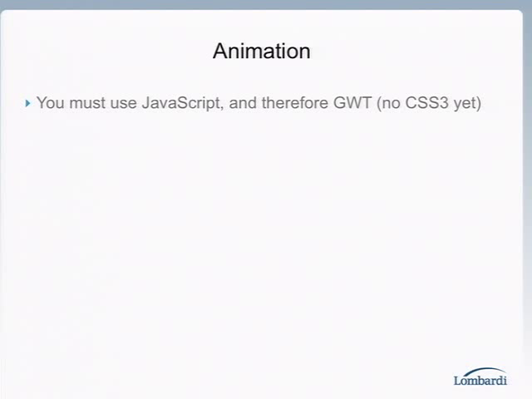The final thing I want to talk about is animation. For animation, you've got to use JavaScript, and therefore you've got to use GWT. Certainly for the browsers we support, there's no CSS3 support right now. The majority of our customers use IE6. So though it was nice to see all those HTML5 features this morning, until someone can find a way to automatically update all those IE6 browsers to something else, we are still writing to a really low, lowest common denominator.